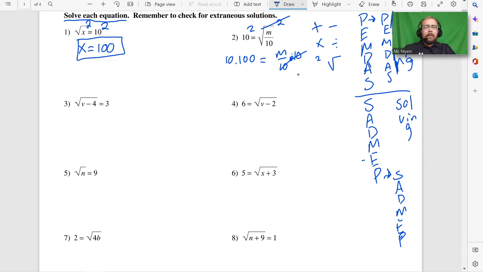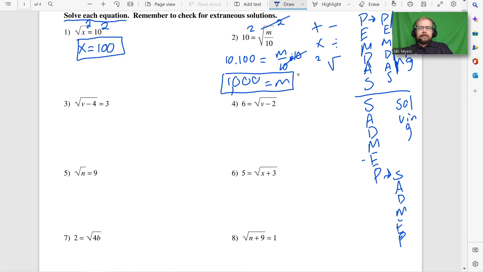You follow SADMEP and it will not steer you wrong. You might just have to do a parentheses and then do SADMEP all over inside of the parentheses. Once you square both sides, you start SADMEP all over again. And really PEMDAS too. You'll see that later on as well. Oh, and by the way, 10 times 100, right? That's just 1,000. No big deal, only 1,000, right?